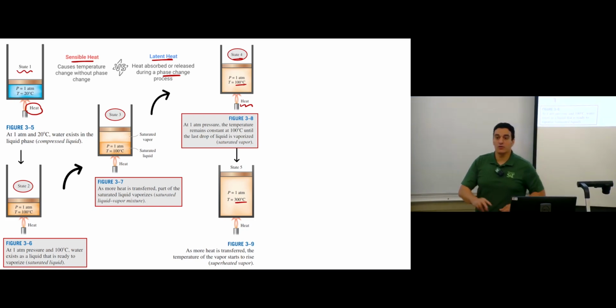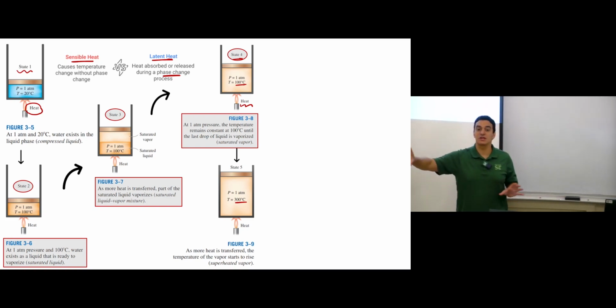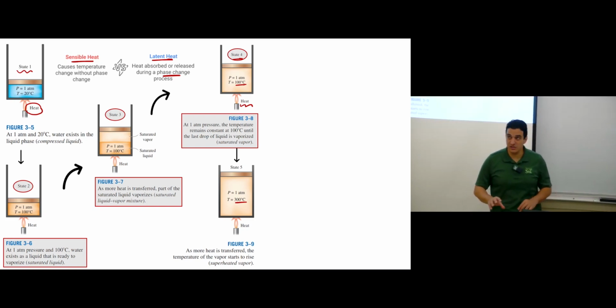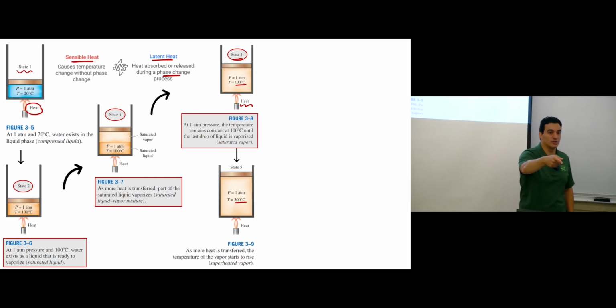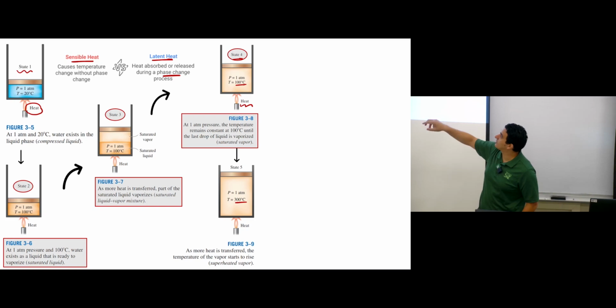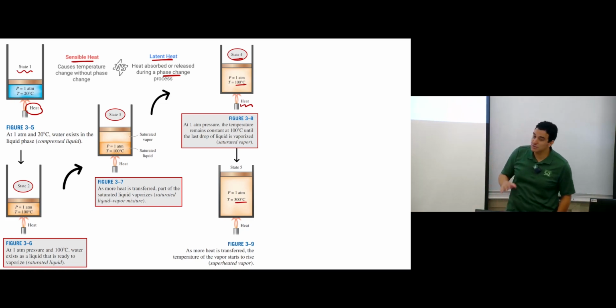So keep this in mind. We have two types of heat. We have something called sensible heat. It only changes the temperature without changing the phase. Similar to what we did from state 1 to state 2. We still have liquid, but the temperature increased from 20 to 100. State 4 to state 5. We still have vapor, no phase change, but the temperature increased from 100 to 300.